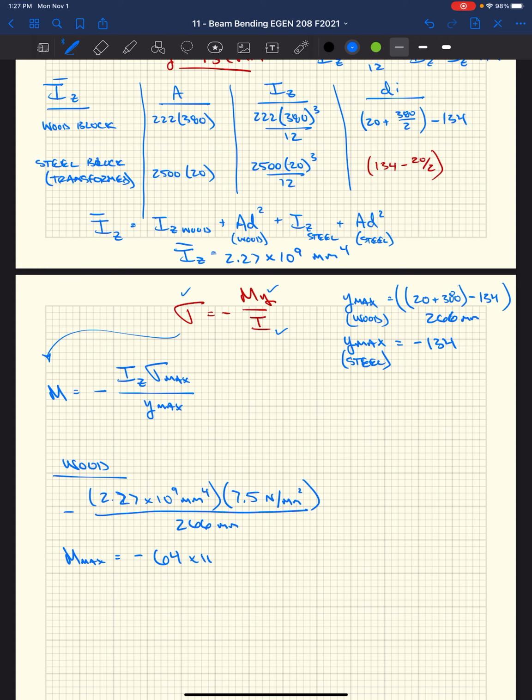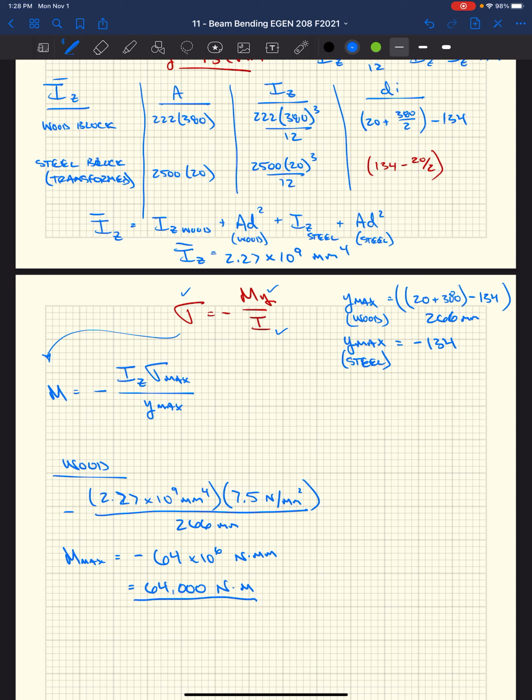64 times 10 to the 6th Newton millimeters, or 64,000 Newton meters. Okay. So that's the maximum moment that can be applied to this cross section in order to maintain a maximum bending stress in the wood of 7.5 megapascals.